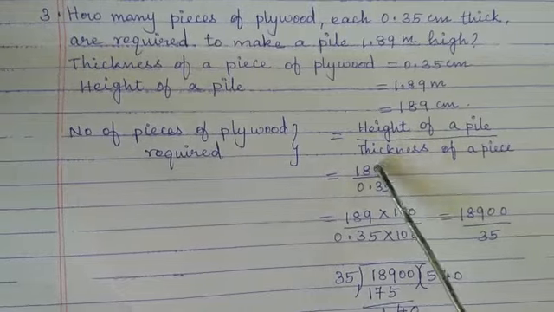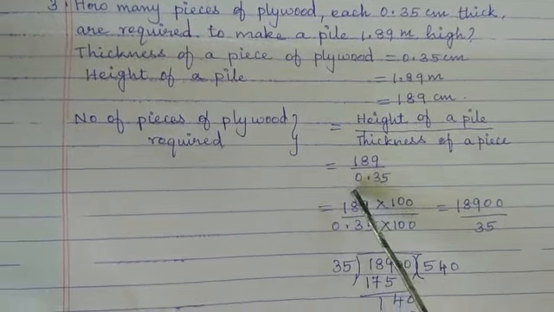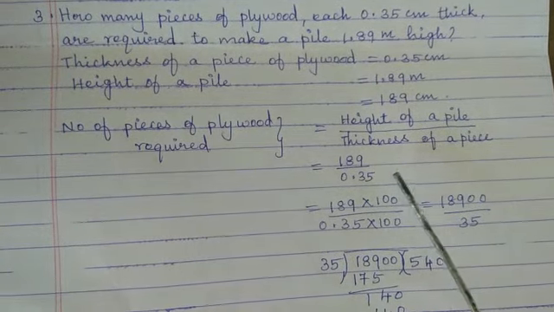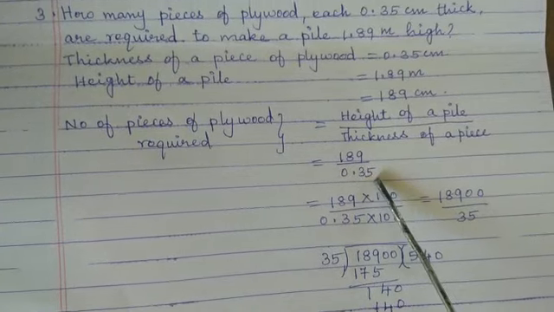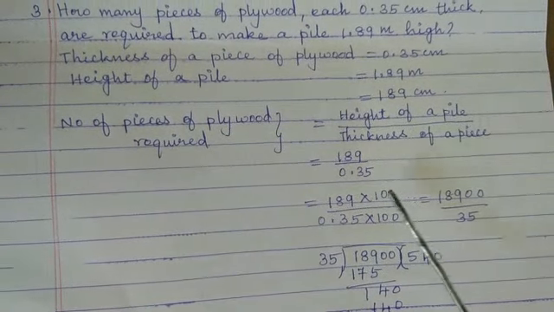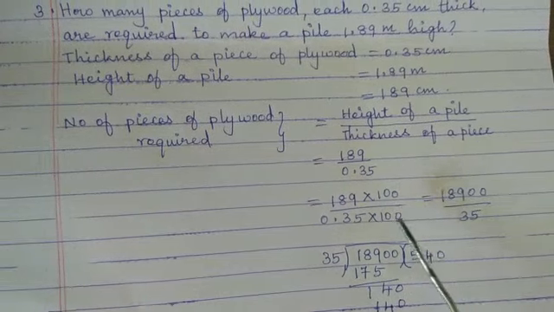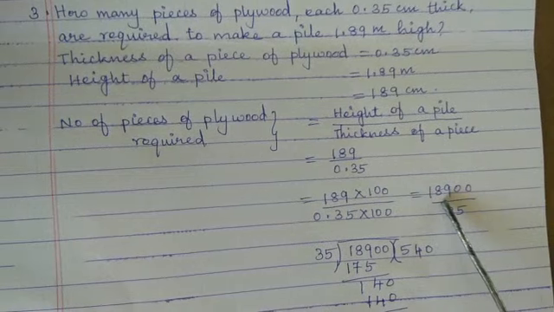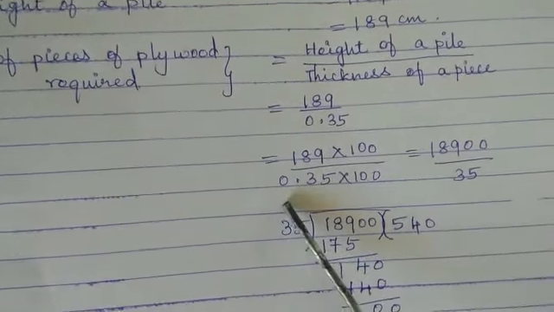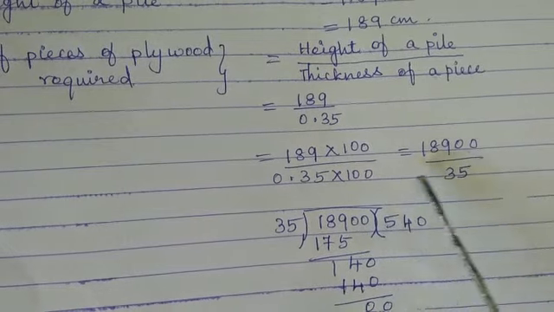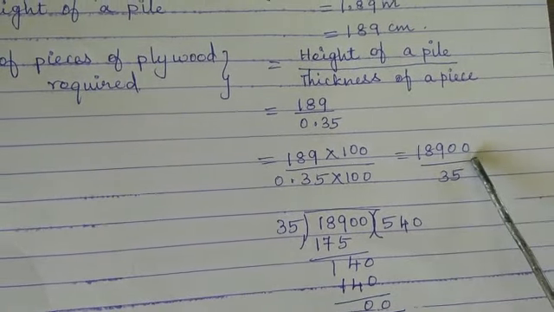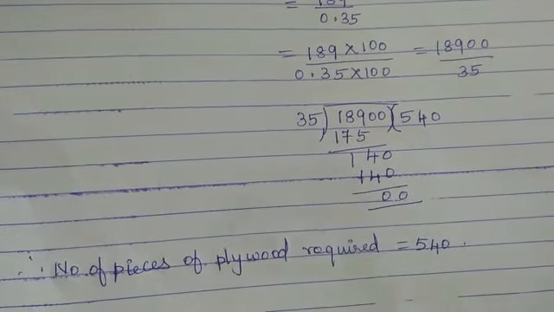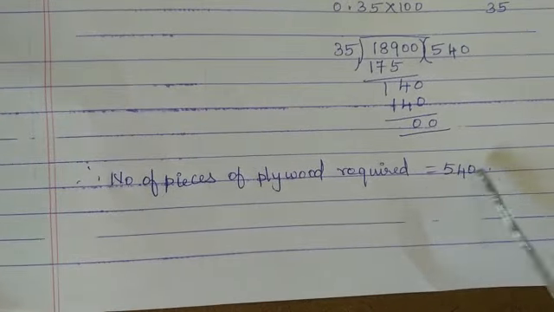Here we are seeing that it is a whole number divided by a decimal number. So the divisor must be a whole number. So we are converting this divisor into a whole number. For this, we have to see the number of decimal places in the divisor. That is 2 places. So we have to multiply both numerator and denominator by 100. So 189 multiplied by 100 is equal to 18,900, divided by 0.35 multiplied by 100, which is equal to 35. Here it is whole number divided by whole number. Do the ordinary division and find the quotient. That is, the number of pieces of plywood required is equal to 540.